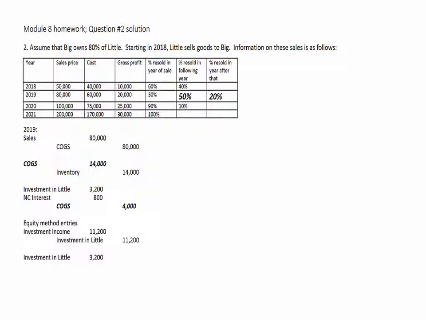Similarly, the second elimination entry involves a $4,000 credit to the income statement. So we're going to credit investment income for the parent's share, $3,200 of that $4,000.